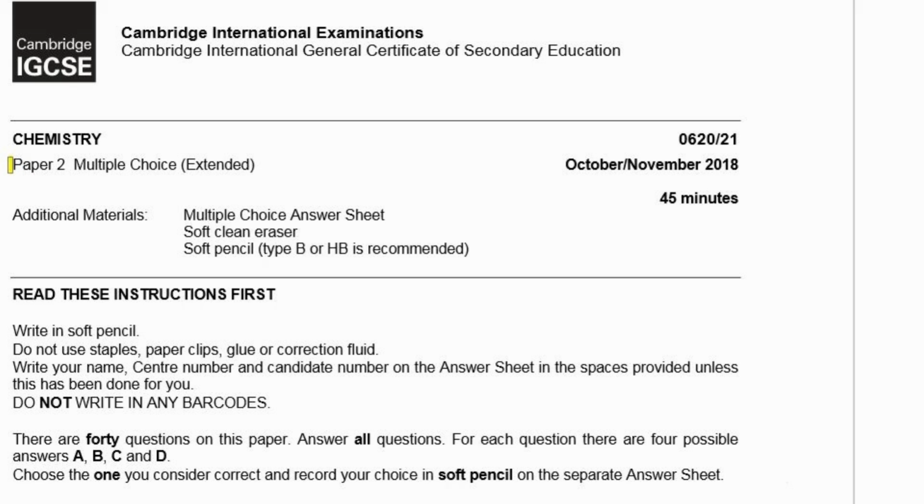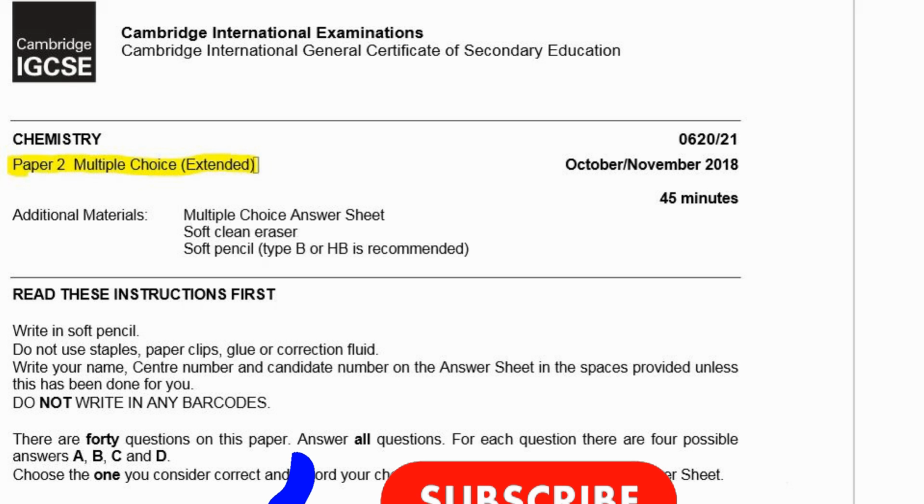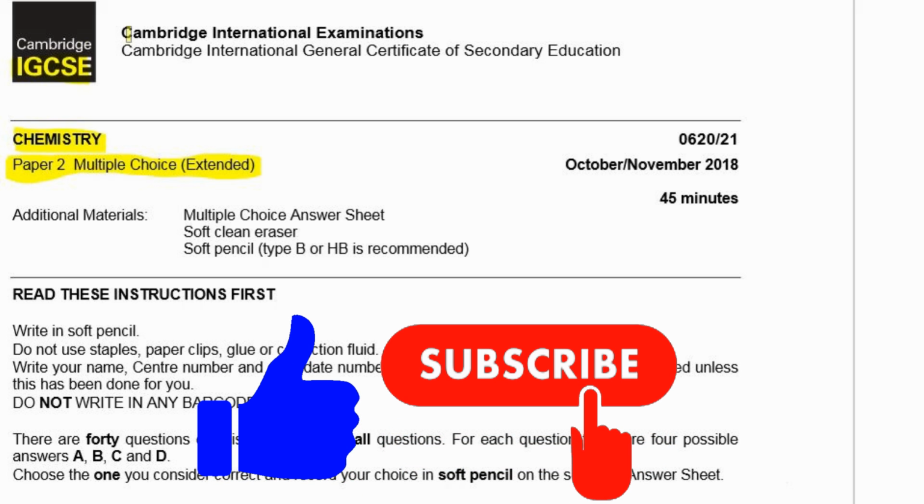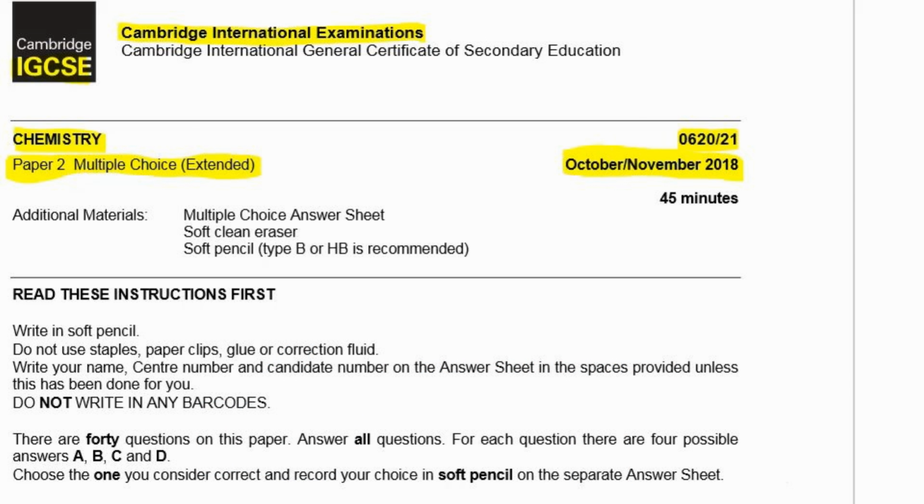All right, so let's go through paper 2, which is the multiple choice extended option for chemistry. This is Cambridge IGCSE from Cambridge International Examinations, that's CIE, from October-November 2018, and this is variant 1, so 0620/21 is the code. Okay, let's go.